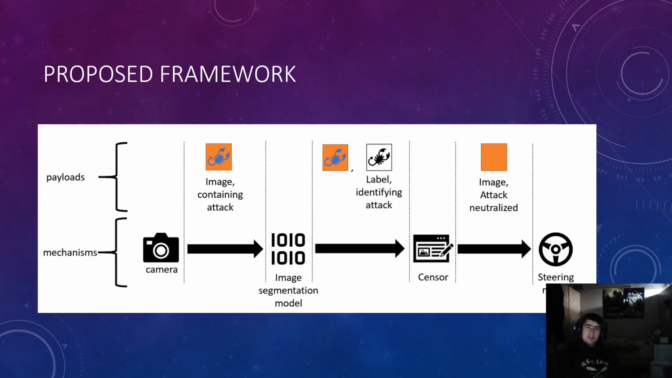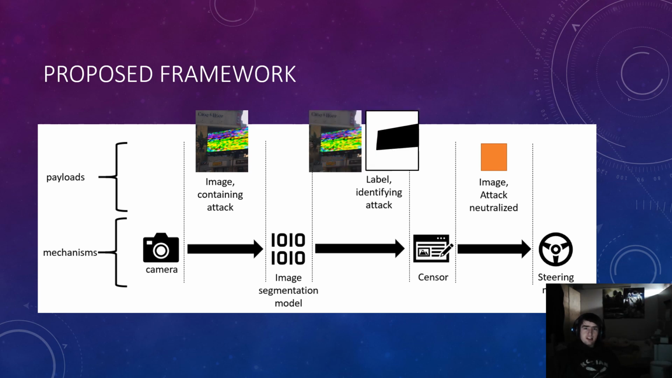So we propose a framework that will have two components, the part that identifies the attack and then the part that censors it. And images are sent through the pipeline before being interpreted by the driving agents. So we have some source image that enters the pipeline, and then it passes through the image segmentation component where it will identify which pixels contain malicious imagery. And then the censor just uses that information to block out those pixels. And then it should be safe for the driving model to consume.